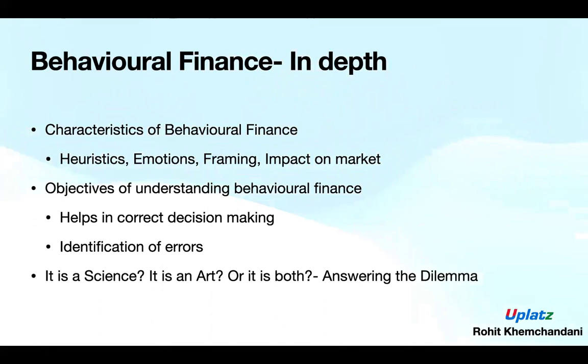So this is one of the objectives of behavioral finance, maintaining a consistent approach and at the same time examining that approach also. So it helps us with these 4 to 5 key objectives. At the end of the day, the major impact is that it helps in correct decision making and identification of errors. We have already discussed the characteristics as well as the objectives of understanding behavioral finance.